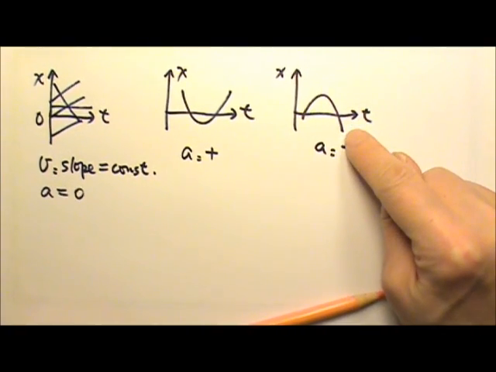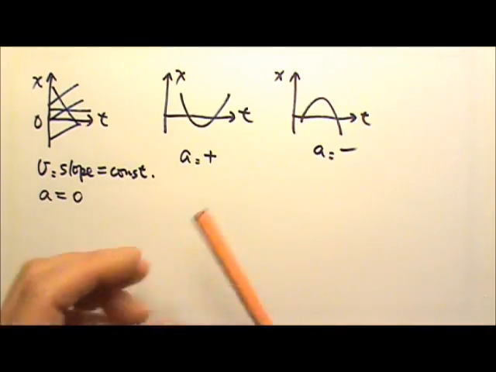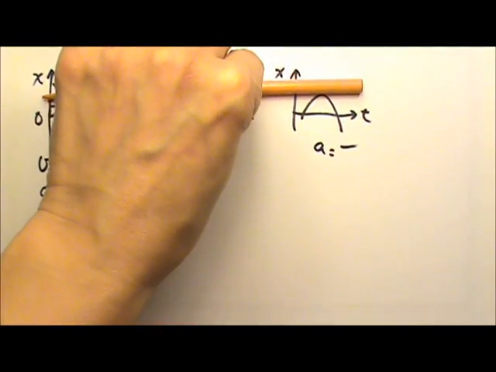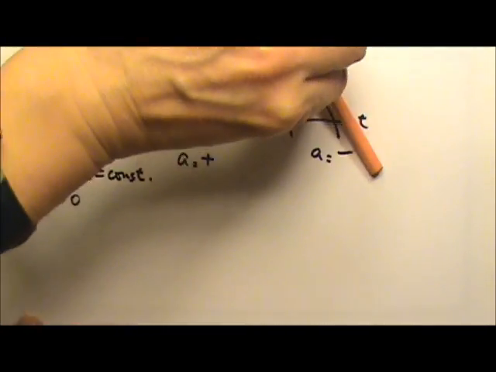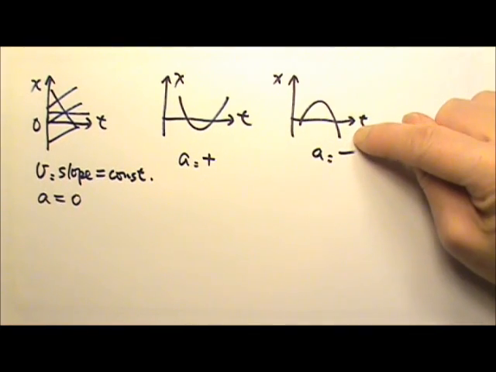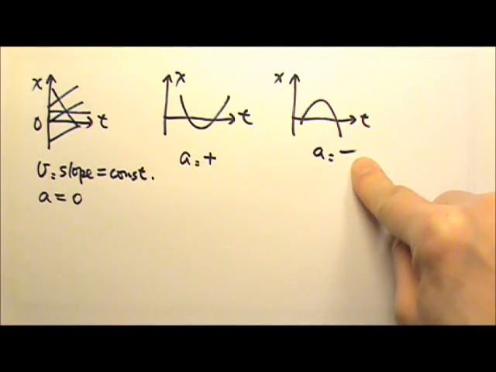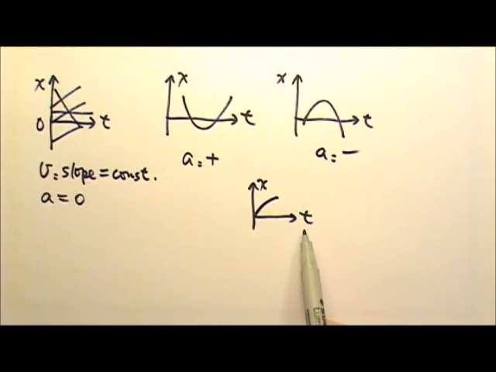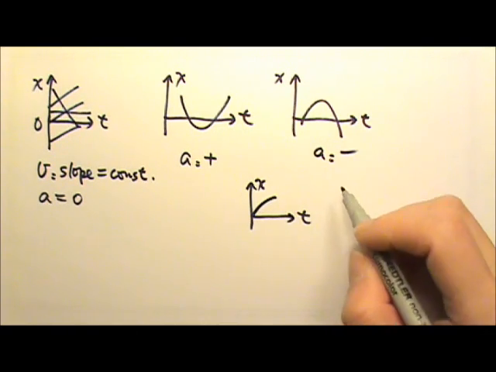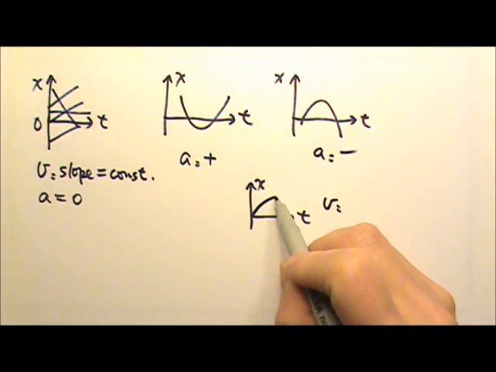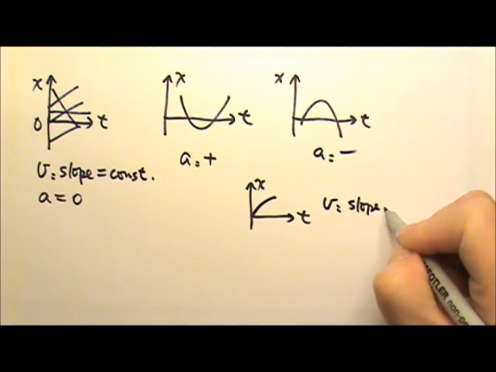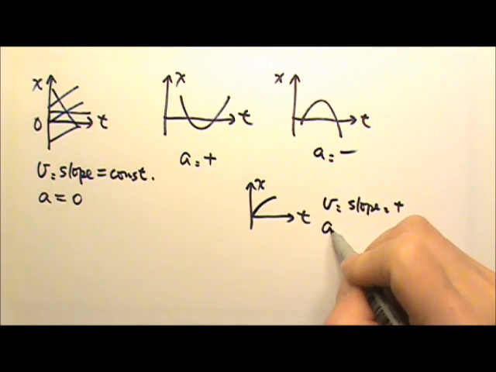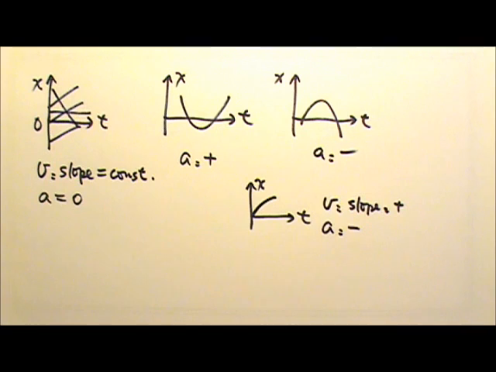If the position versus time graph is a downward curve, that means the slope starts out positive and then it gets less and less positive until the slope is 0, and then it gets more and more negative. So the change in velocity is in the negative direction. That's why the acceleration is negative. So if I have a position versus time graph that is like this, then we'll say the velocity, which is the slope, is positive. But this is a part of a downward curve. Therefore, its acceleration would be negative.